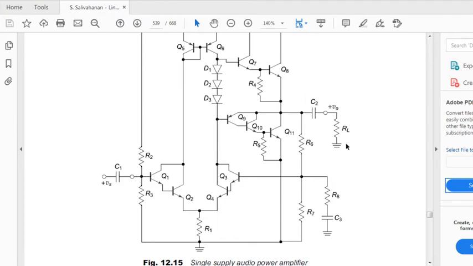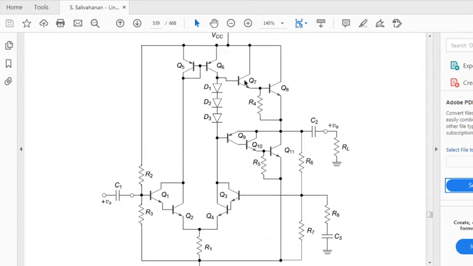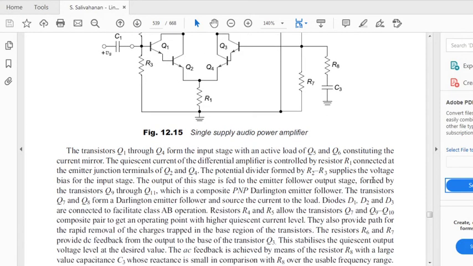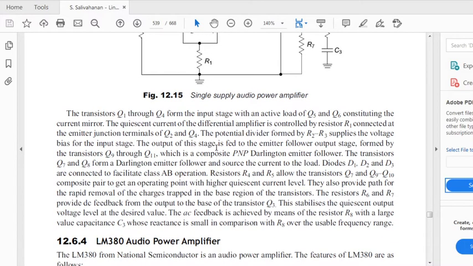Okay, and also the R1, it is an emitter follower configuration. So R1 is the one that decides the amount of current that is flowing into this particular stage, and again your VCC is provided into the Q1 via the potential divider combination of your R2 and the R3. Okay, so that's what is given here. So this is the arrangement of a single supply audio power amplifier.